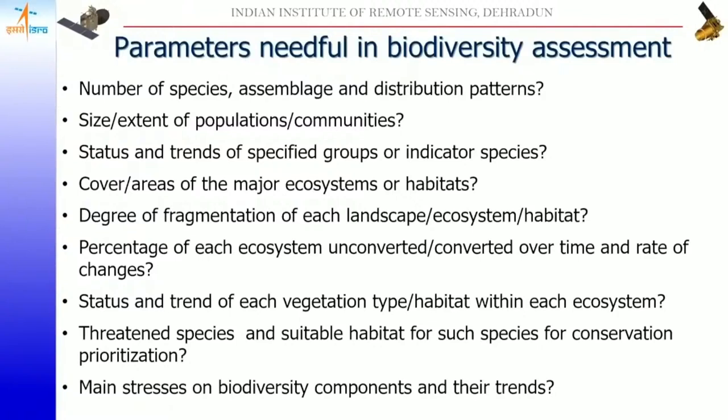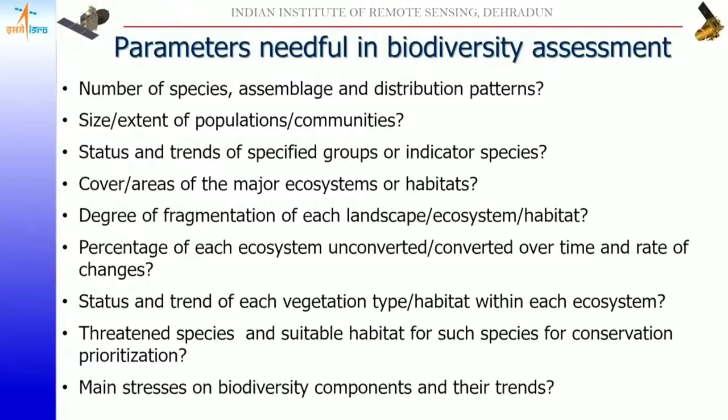And one major thing is the degree of fragmentation, how the landscape is fragmented in terms of the habitat of a particular species, and what is the percentage of each ecosystem, because it takes a lot of time to convert from one particular land cover type to another. So how much percentage of each ecosystem is converted over a period of time, and what is the rate of its change. So this parameter also contributes to the assessment of biodiversity, and the status and trend of each vegetation type or the habitat within each ecosystem.